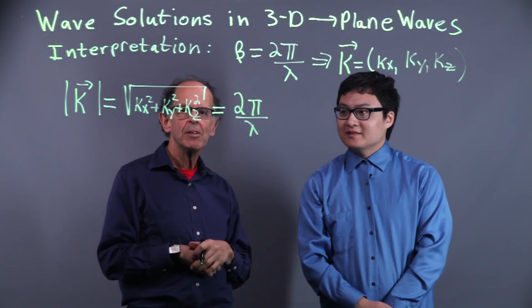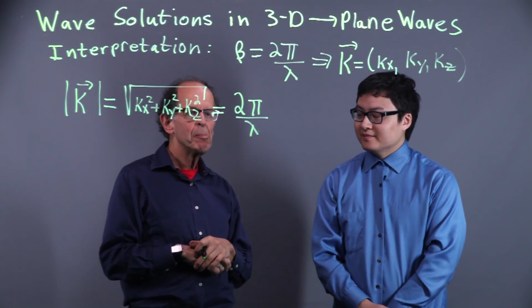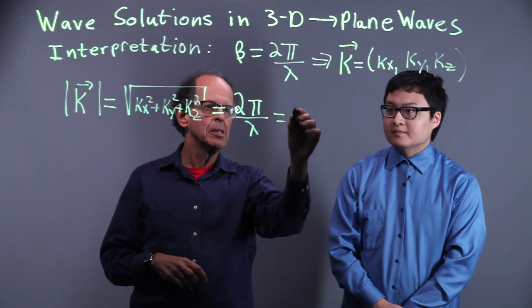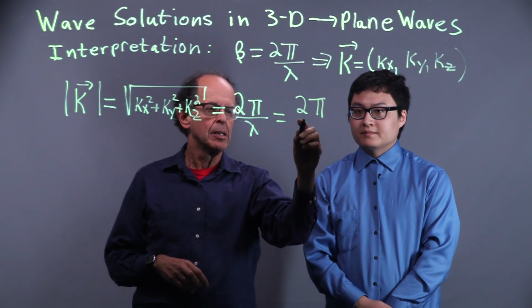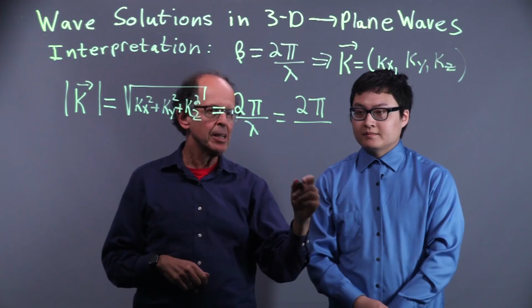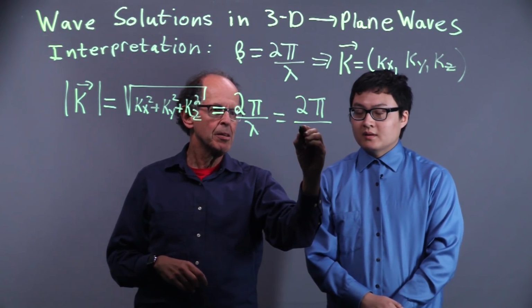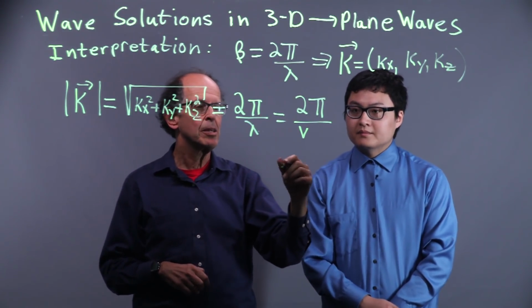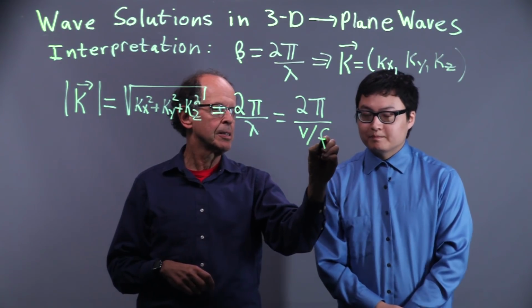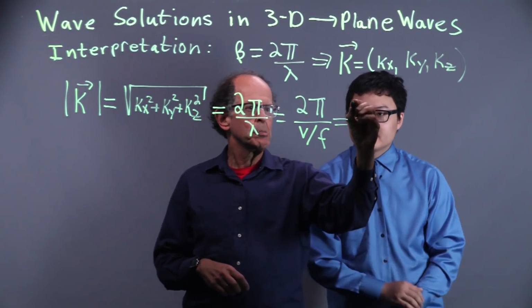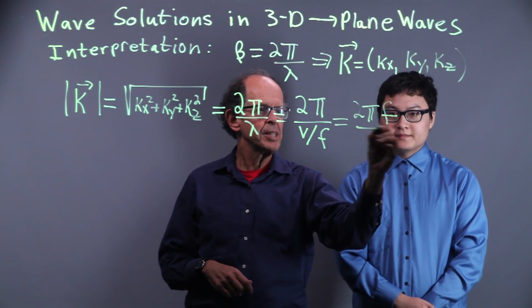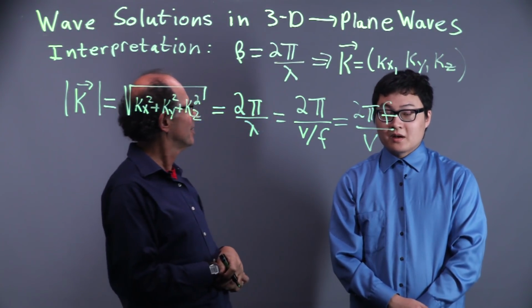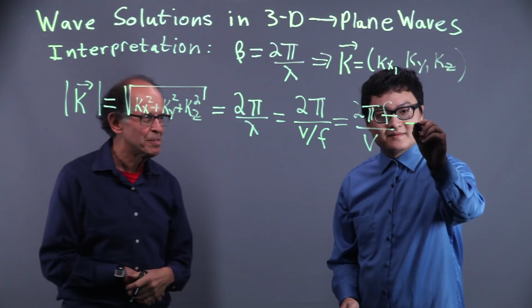Now, how about in terms of omega? So we know what lambda is in terms of omega, right? Lambda is equal to the velocity: v equals f lambda, so lambda is v divided by f. You put the f up: 2 pi f over v. Now this is a scalar v. And what's 2 pi f? Omega.